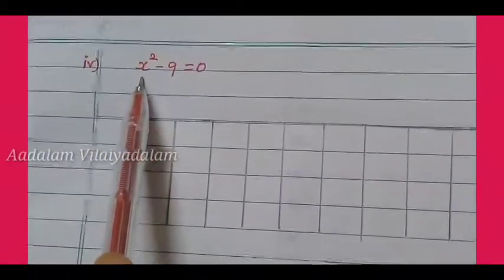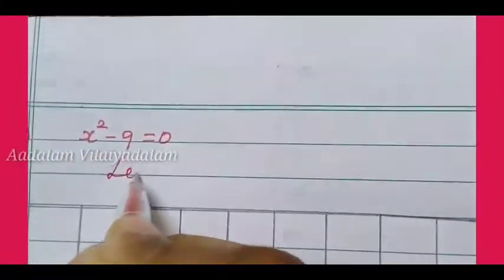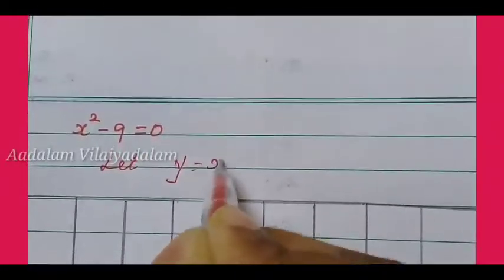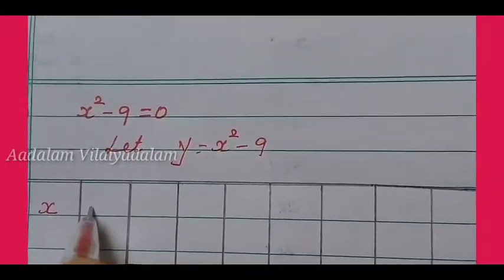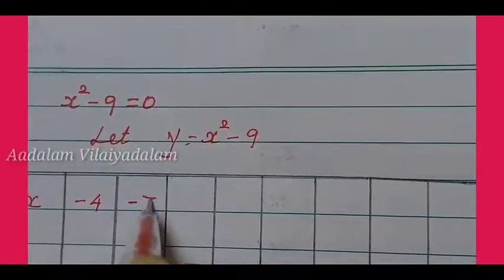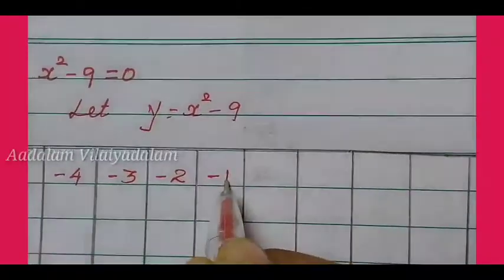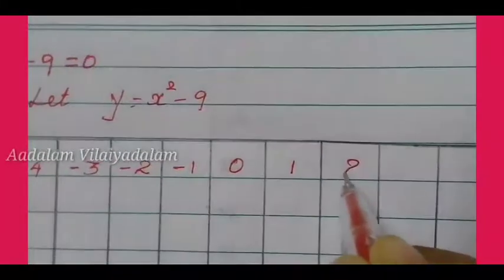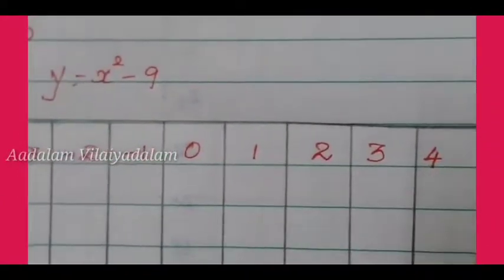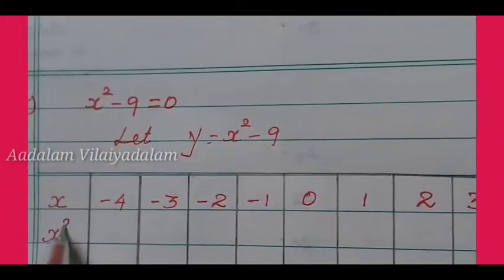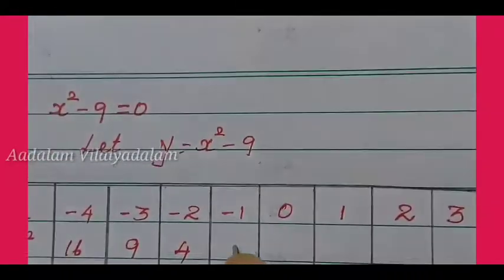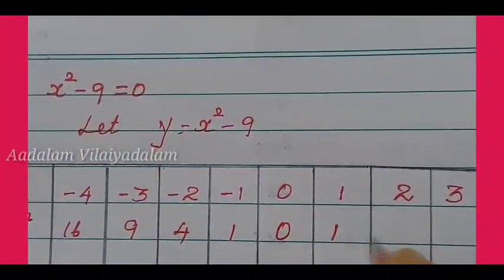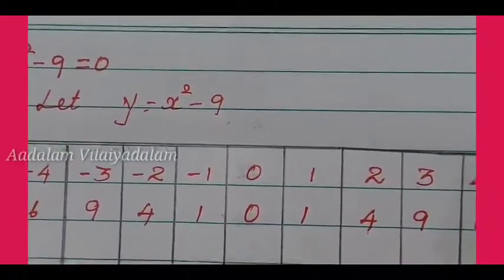Fourth question, x square minus 9 equal to 0. Here also the same method. Let y equal to x square minus 9. The x values start from minus 4, minus 3, minus 2, minus 1, 0, 1, 2, 3, 4. Then the x square column: 4 4s are 16, 9, 4, 1, 0, and also 1, 4, 9, 16.